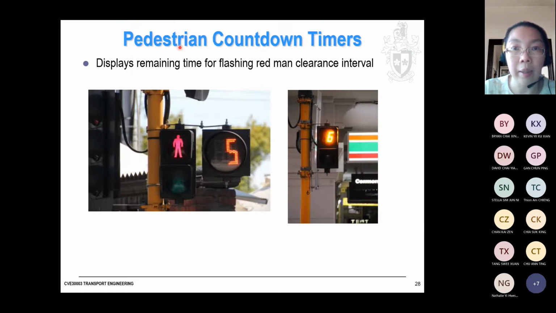Okay. So this is not really a facility, but this is to help in terms of the crossing: countdown timers. We do see that quite a lot in Kuching. You have countdown timers, especially for vehicles. Okay, so you have countdown timers. It will tell you the remaining time.